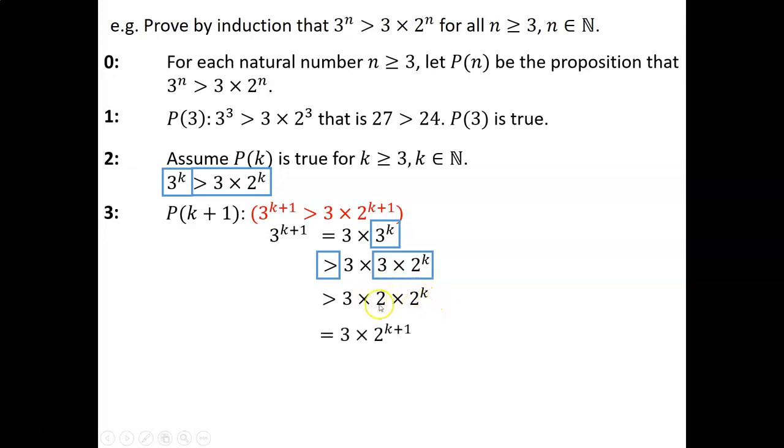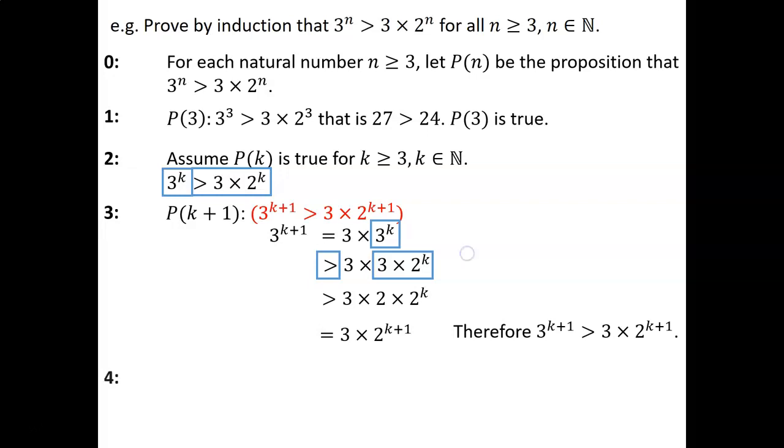So I can rewrite this second part, 2 times 2 to the power of k, as 2 to the power of k plus 1. And if you note, that's what I was after. So I have shown that 3 to the power of k plus 1 is greater than 3 times 2 to the power of k plus 1.